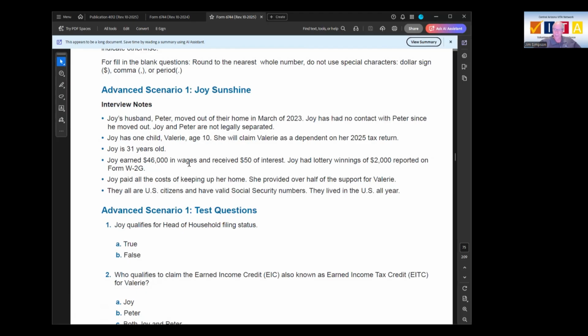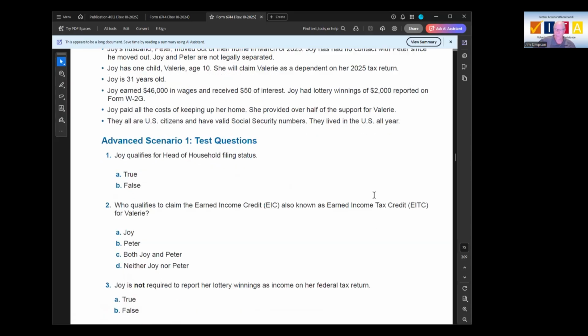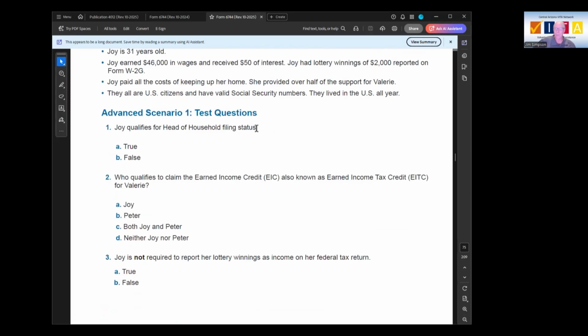Joy is 31. She earned $46,000 in wages and $50 of interest. She had lottery winnings of $2,000 reported on Form W-2G. Joy paid all the cost of keeping up her home. She provided over half the support for Valerie. Remember, those are tests for dependents, right? We would go look at that. And they all have social security numbers and lived in the US all year. So what's her filing status? Again, you want to go into your 4012 and look at, I think it's section B, which talks about filing status. And there are some really good tests there. So you shouldn't have any problem with that.